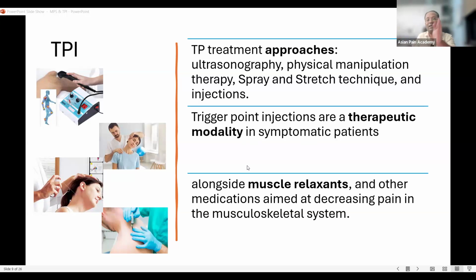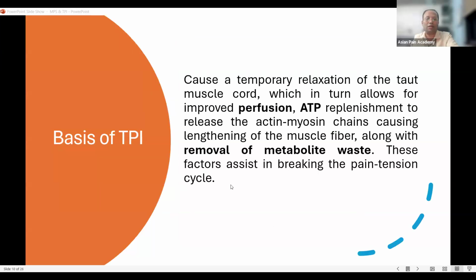If it is related to the patient's workplace or work habit, then the patient has to change that part. All alongside muscle relaxants and other medications aimed at decreasing pain in the musculoskeletal system. So some muscle relaxants are also given. So what is the basis of trigger point injection, what does it do?